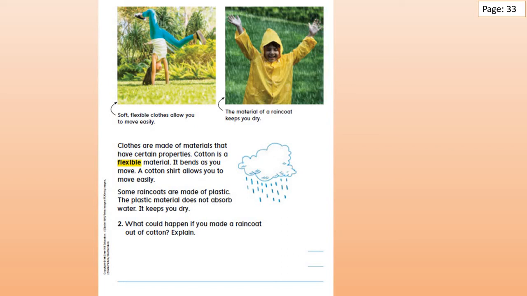Excellent, grade 2. Why do you think that? Why do you think the clothes are made of cotton? What are the properties of cotton? Cotton is soft, smooth, and flexible. It's flexible. So this girl can move easily with these clothes, just as you. Now you wear clothes that are made of flexible material, like cotton, and you can move easily.